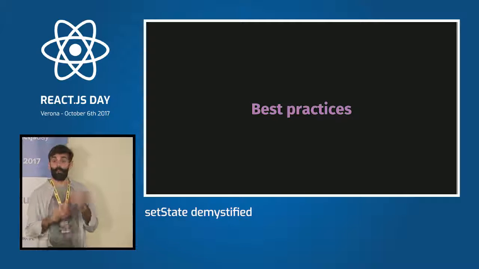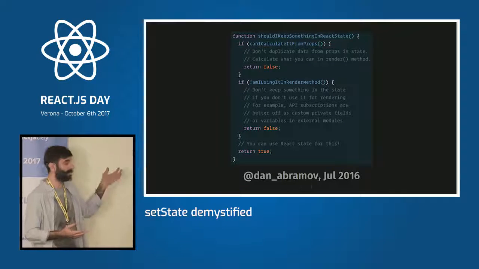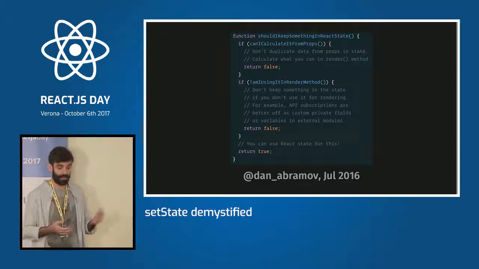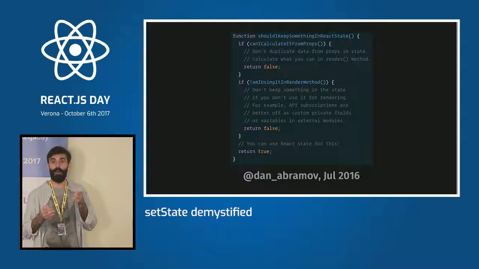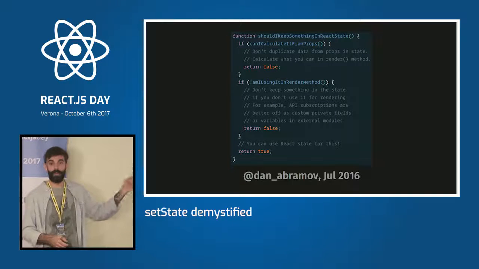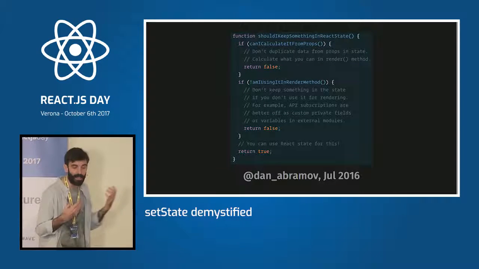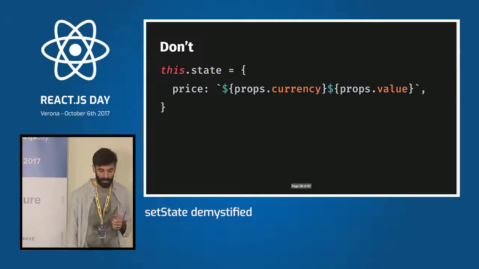Cool. We're now seeing how setState works. Let's see some best practices, how to use it properly. Dan Abramov tweeted this cheat sheet, which is awesome. It explains how to decide what to put inside the state and what not. It says, if you can calculate a value from the props, then don't put it in the state. If you are not using the value in the render method, don't put it in the state. Otherwise, just use it. A couple of examples.